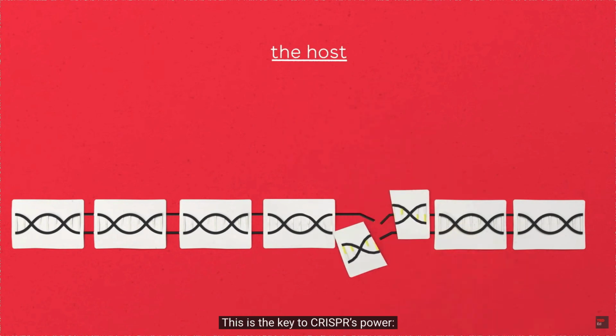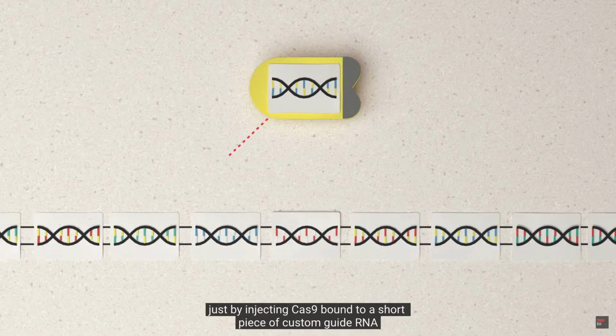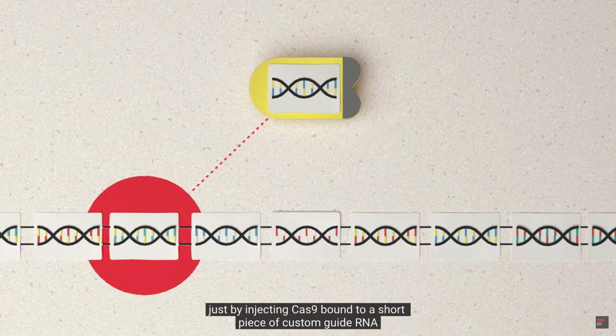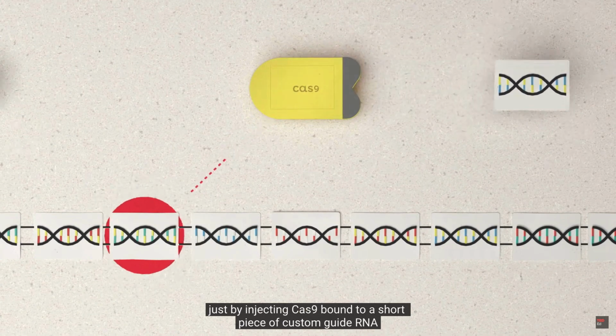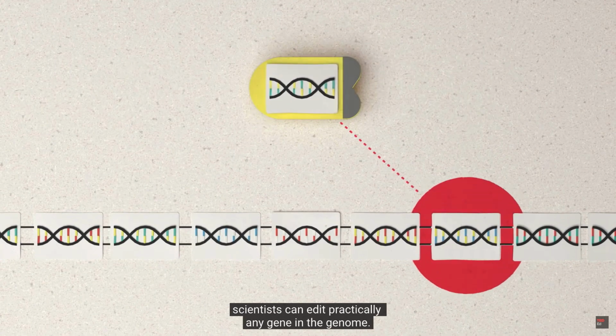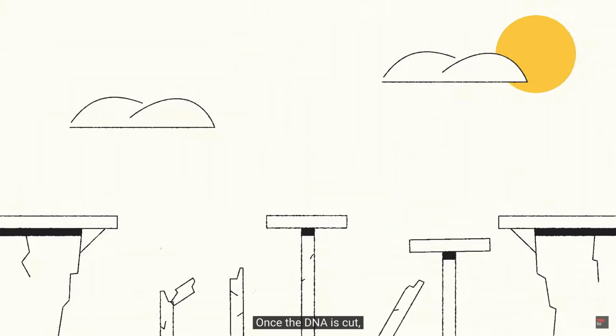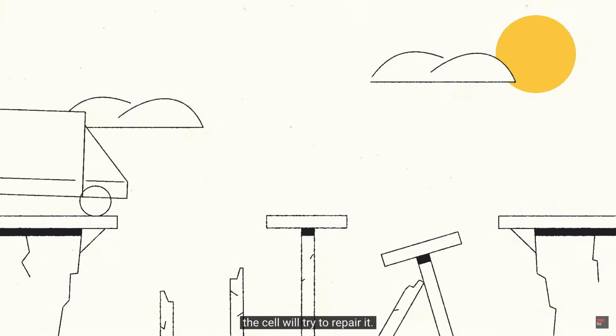This is the key to CRISPR's power. Just by injecting Cas9 bound to a short piece of custom guide RNA, scientists can edit practically any gene in the genome. Once the DNA is cut, the cell will try to repair it.